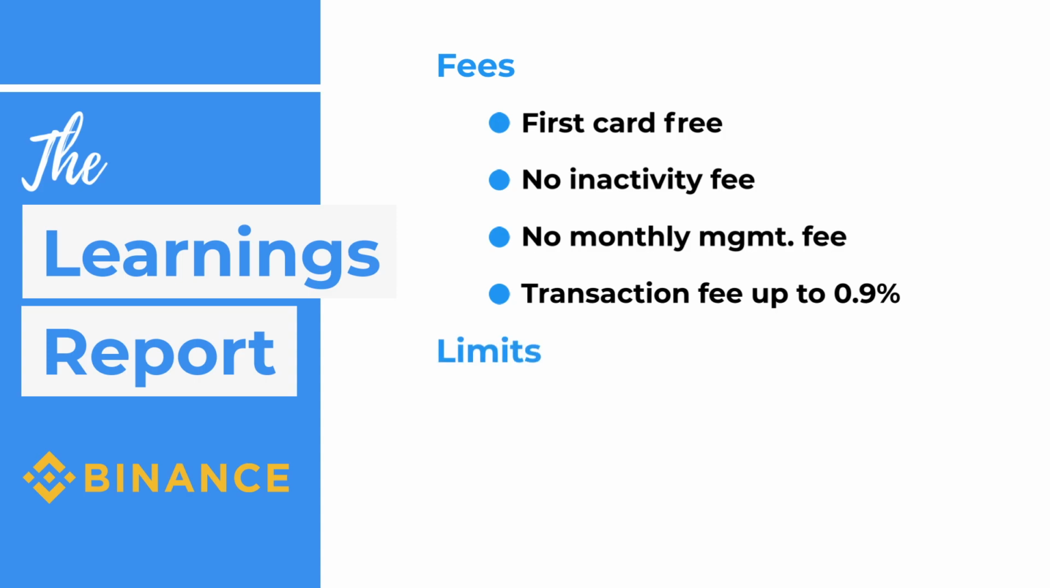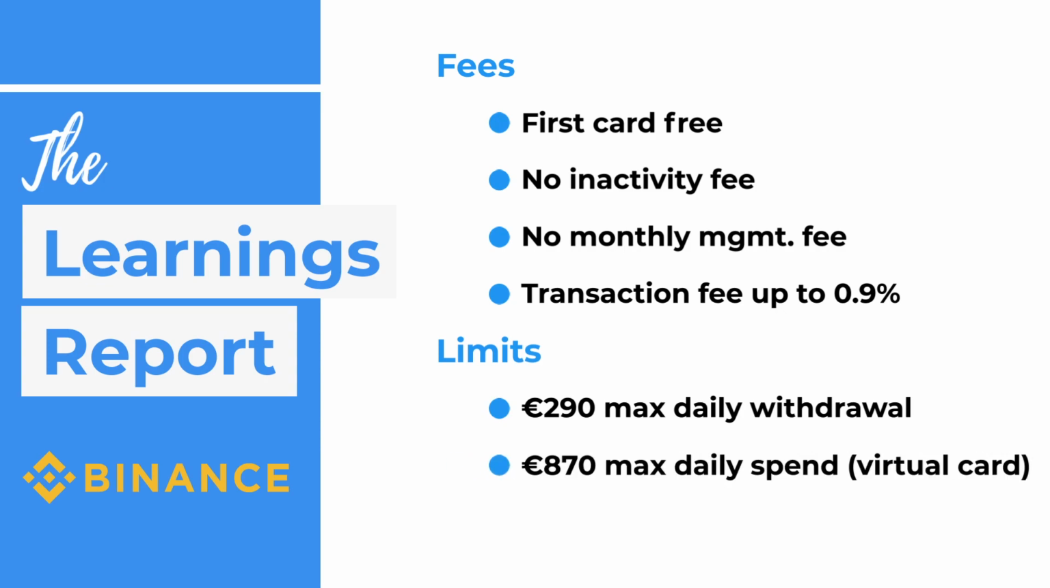There are also a couple of limits with the card. There's a €290 max daily cash withdrawal limit. The max daily spend limit with your virtual card is €870, and the max daily spend limit for your physical card is €8,700. So once your physical card arrives and you activate it, you will no longer be able to use your virtual card. And one other final note to remember is that at the time of recording, you can add your Binance card to Google Pay and Samsung Pay, but you can't add it to Apple Pay. Why? We're not too sure, but we'd be very surprised if Binance don't add that functionality very soon.